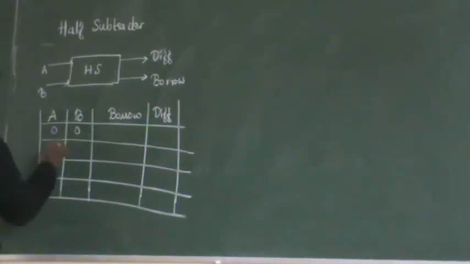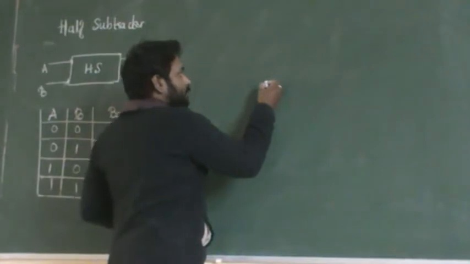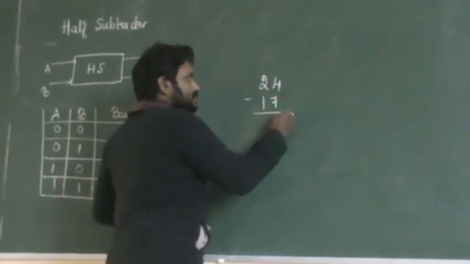So 0 0, 0 1, 1 0 and 1 1. These are the binary representations. Since I am considering 2 variables, the length of my truth table will be 4. Now how to get this difference and borrow? Very important, try to understand it properly. Now what I will do, 24 minus 17. I am just giving a simple example.